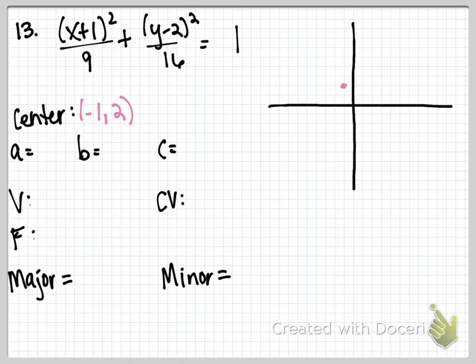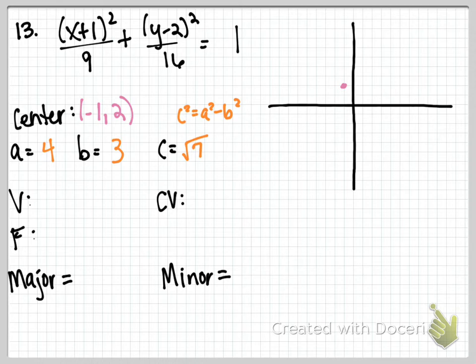All right, A is, again, the larger value. So 16 is what A squared is. A is 4. B is 3. Find C by doing C squared equals A squared minus B squared. You're going to get C is square root of 7.